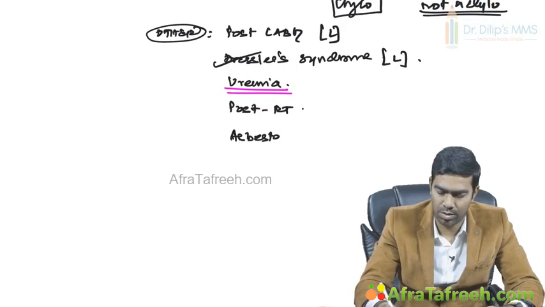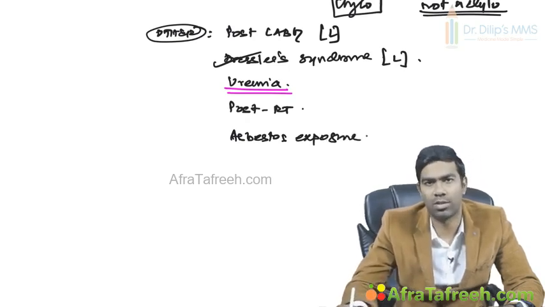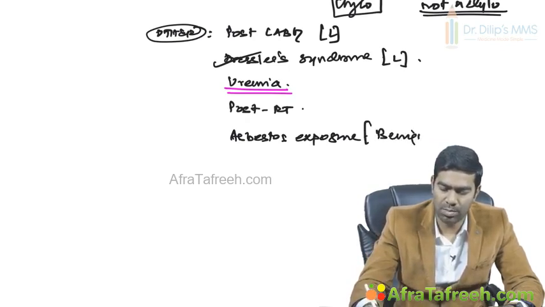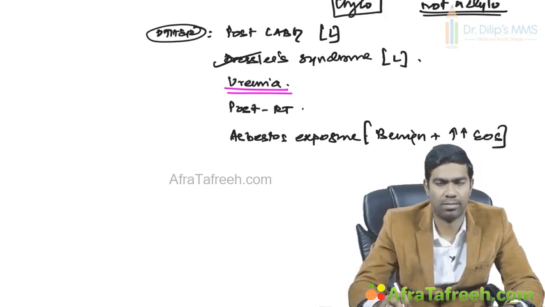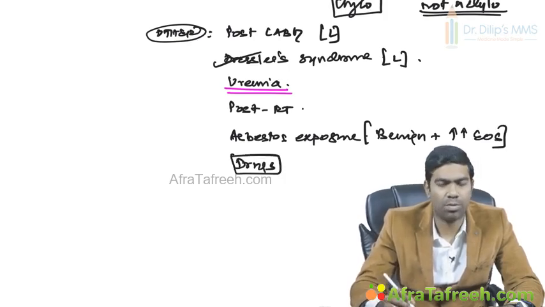Asbestos exposure. Remember, asbestos itself can cause effusions, not necessarily a mesothelioma causing effusions. So asbestos-related effusions generally tend to be benign and tend to have a higher eosinophil content. Clear? And a lot of drugs can cause pleural effusion.